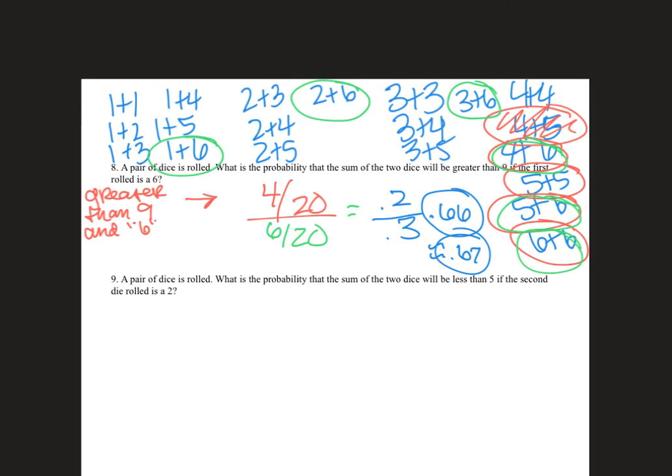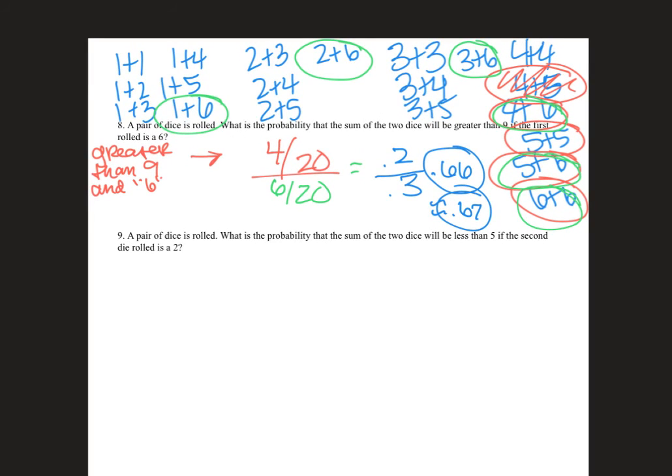All right, so the second one is kind of the same thing. We're going to use the same sample size up top. A pair of dice is rolled. What is the probability that the sum of the two dice will be less than 5 if the second die is a 2? So remember, your numerator is that it's going to be less than 5, and because remember, numerator is our and statements, and that there is a 2 in our dice. Okay, and then our denominator is just rolling a 2.